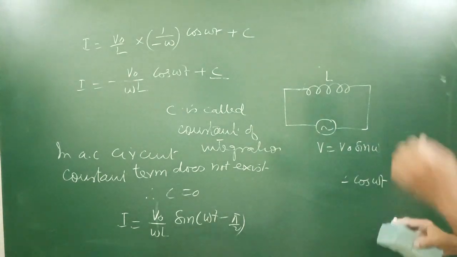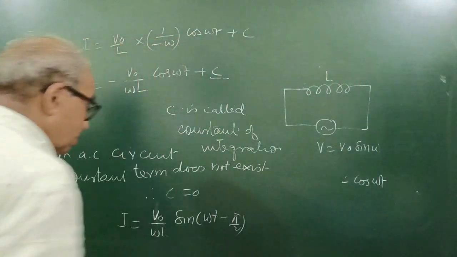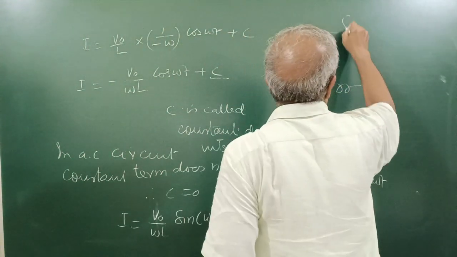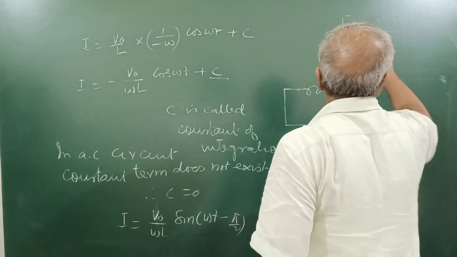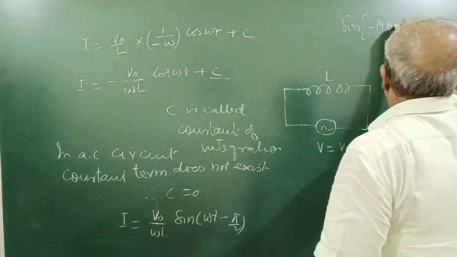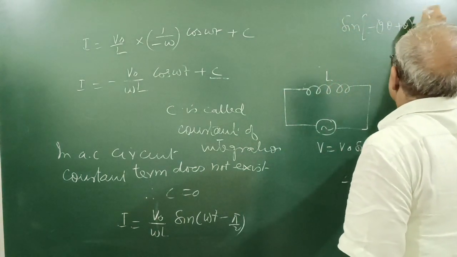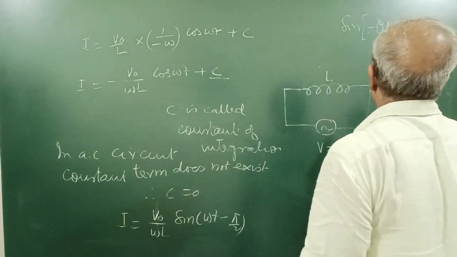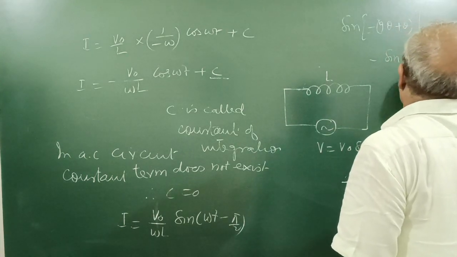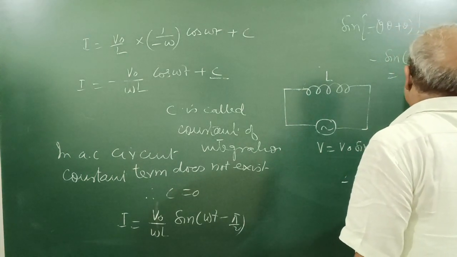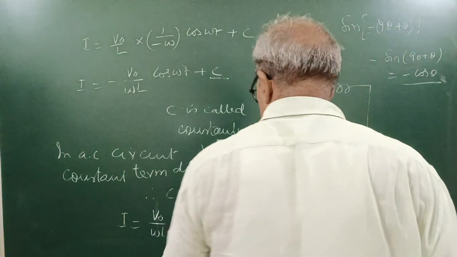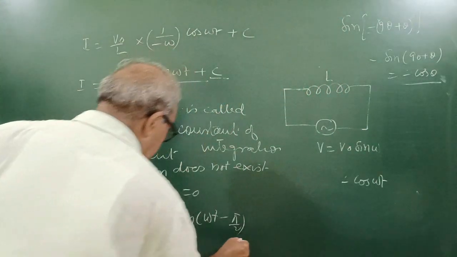ऐसे नहीं भाई, सॉरी, 1 मिनट भाई, मुझे थोड़ा कुछ हो गया। इट इज माइनस कोस ओमेगा टी, तो आई राइट हियर साइन माइनस 90 प्लस थीटा, तो इट इज इक्वल टू माइनस साइन 90 प्लस थीटा इक्वल टू कोस थीटा, इक्वल टू माइनस cos theta because of this fact. Yes. So this equation can be written as this one.